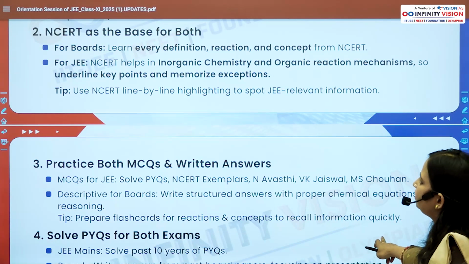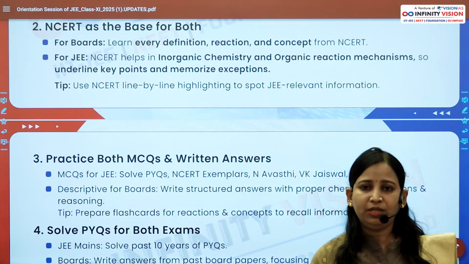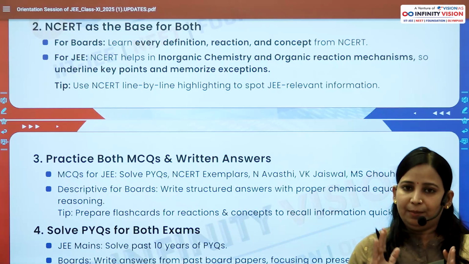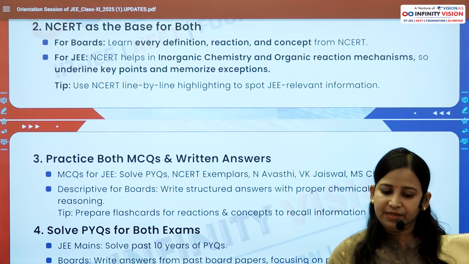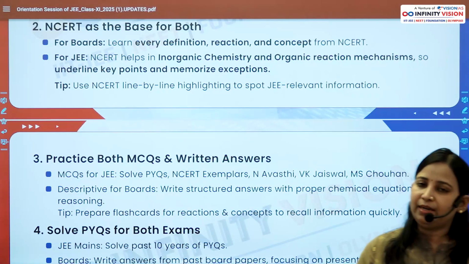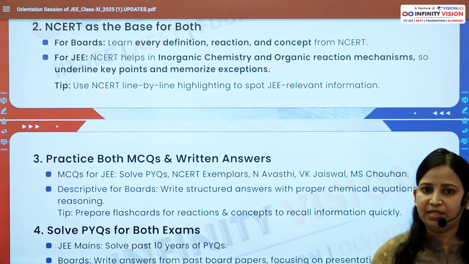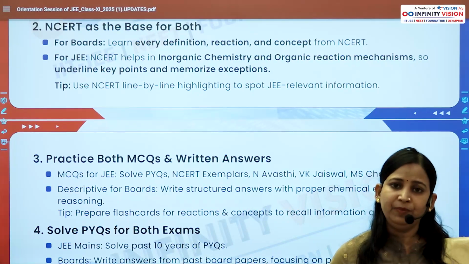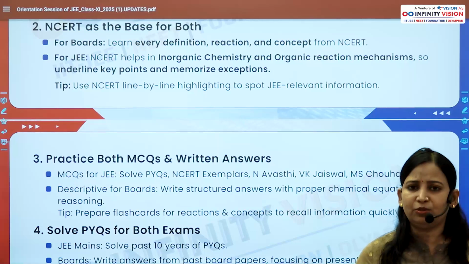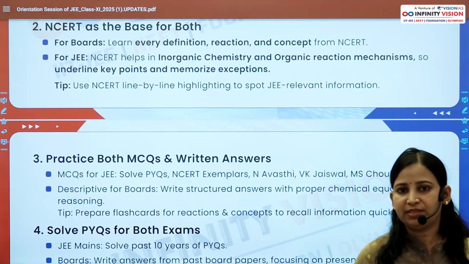Now, NCERT as a base for both. You have to use your NCERT, as I have already told. NCERT is a must-have for both CBSE as well as JEE Mains. The CBSE exam, you can score very good marks in just by reading NCERT directly. For JEE Mains also, some questions are directly asked from the NCERT book, like in inorganic chemistry and some of organic chemistry, and also a few questions in physical chemistry are asked directly from the NCERT books itself.